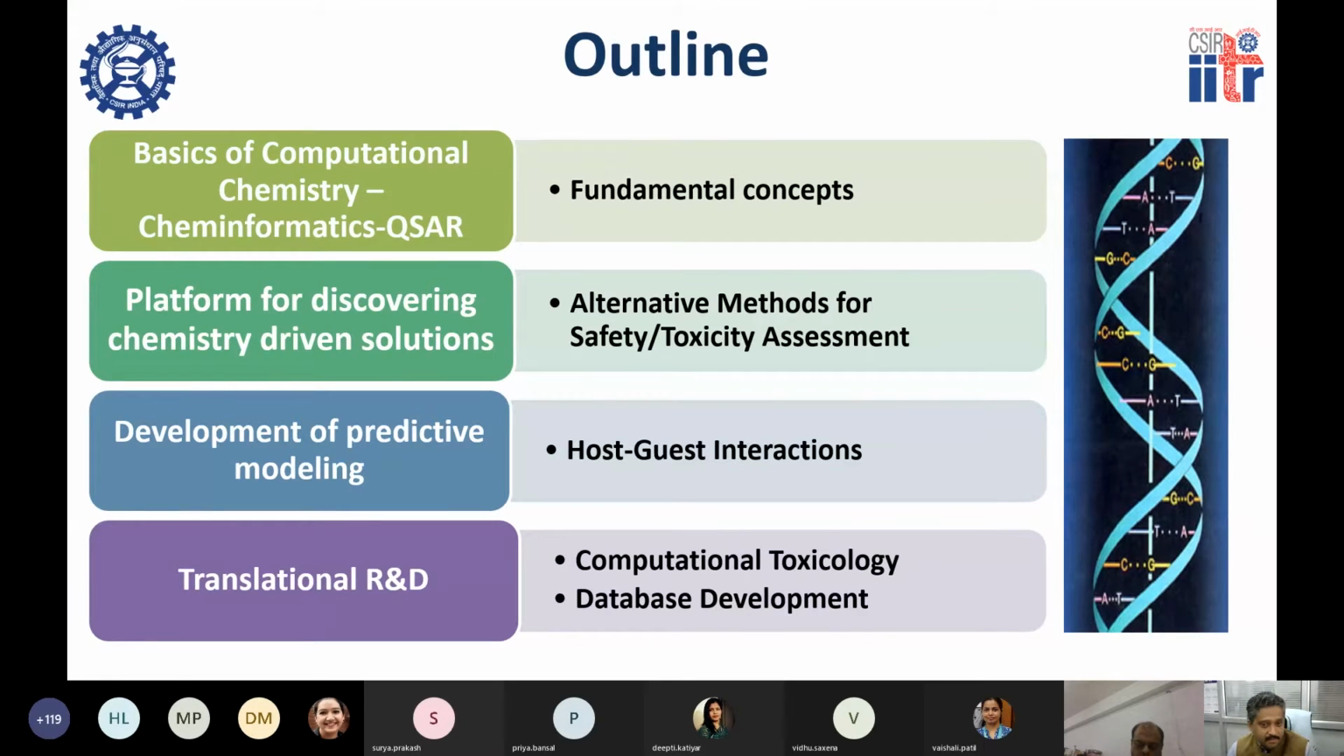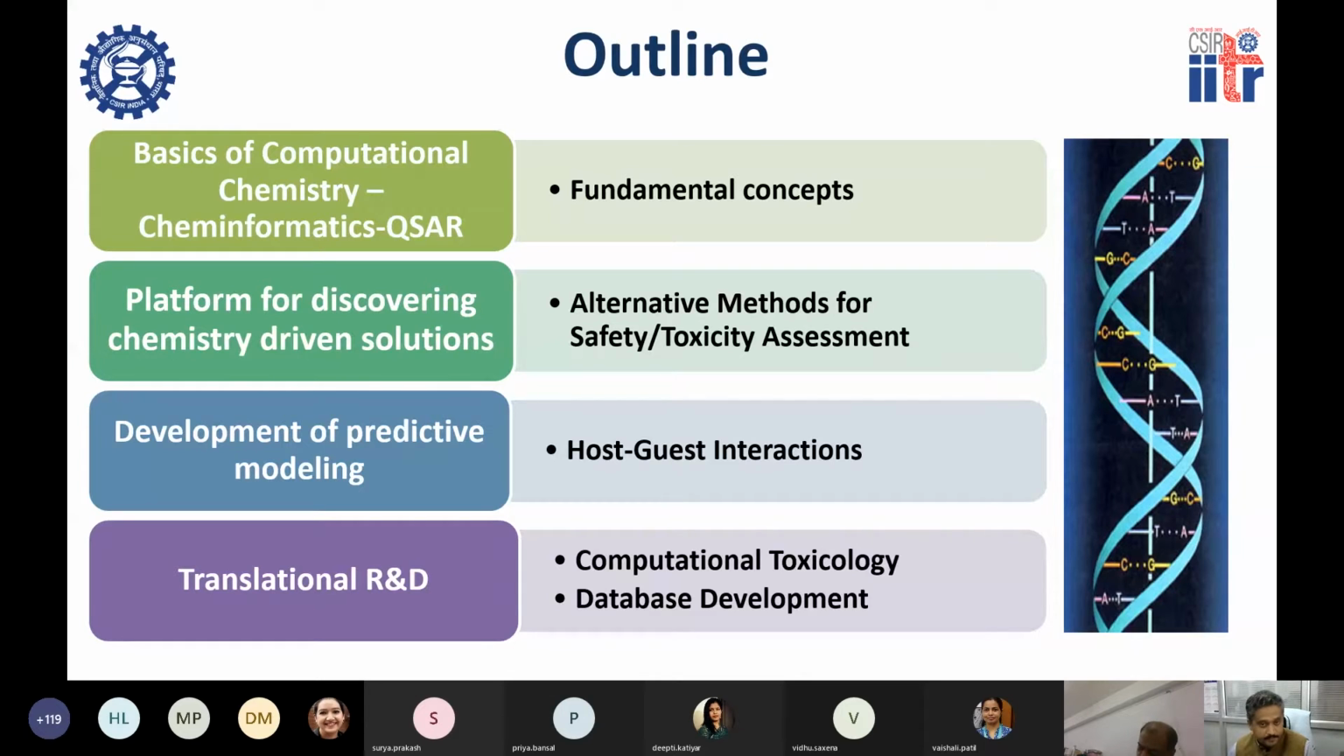We are developing key models as alternatives for safety and toxicity assessment, and trying to understand molecular level interactions by studying host-guest interactions. Finally, if time permits, I'd like to highlight some of our computational toxicology efforts and database development.